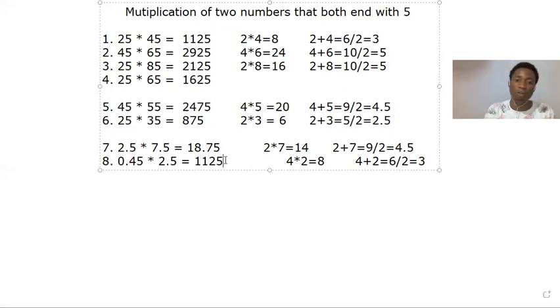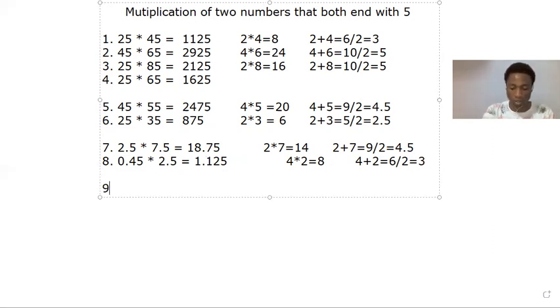So 8 plus 3, which is equal to 11. So we have 1125. We have decimal points here, which we neglected at first. So you will ask yourself again, how many numbers do we have at the back of the decimal point? Here we have 3, 1, 2, and here 1, which is 3. So your decimal point is always here. You count 1, 2, 3. So your answer is 1.125.